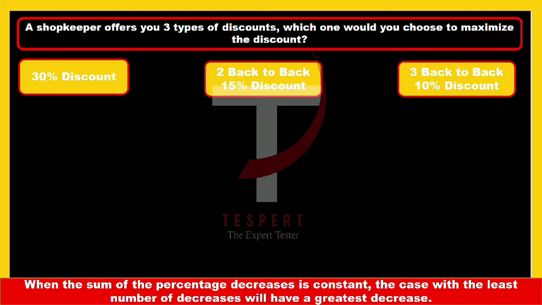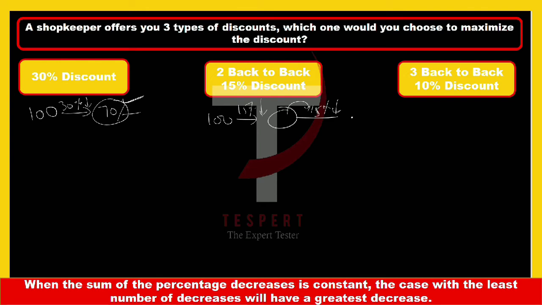Let us take the initial price of the product as 100 rupees. A 30% discount means a 30% reduction, so you will get the product for 70 rupees. In the second case, 100 rupees with a 15% discount, then again a 15% discount on this value, so the final value becomes 72.25 rupees.